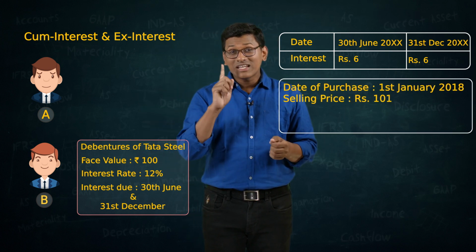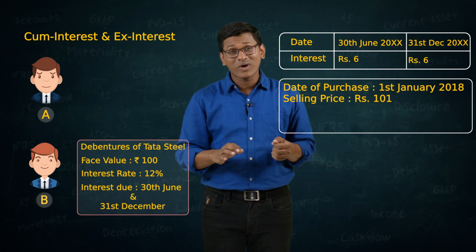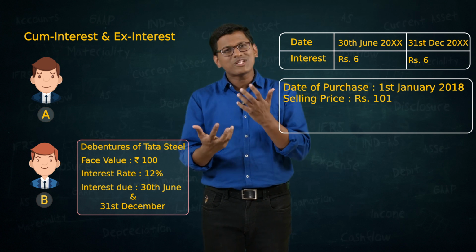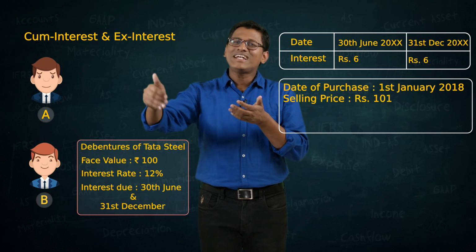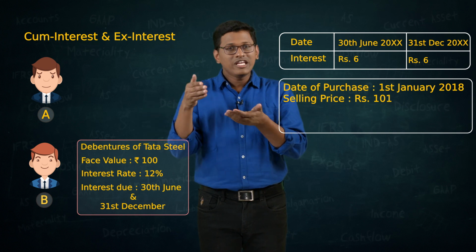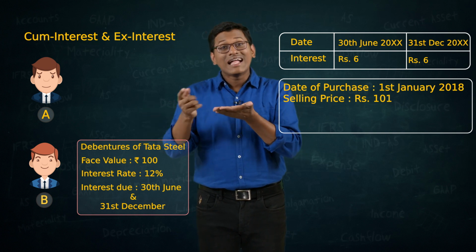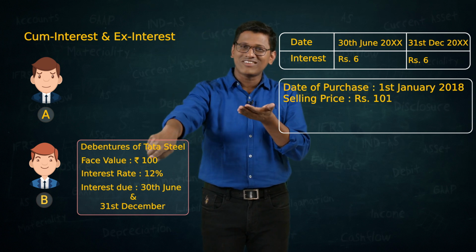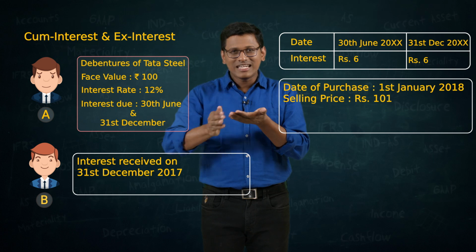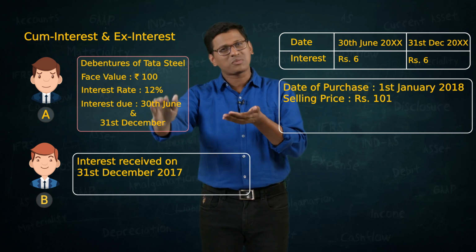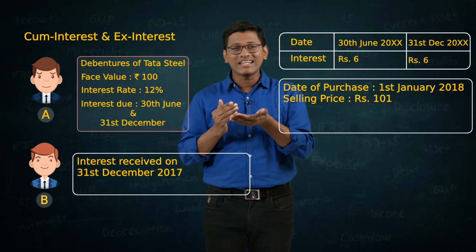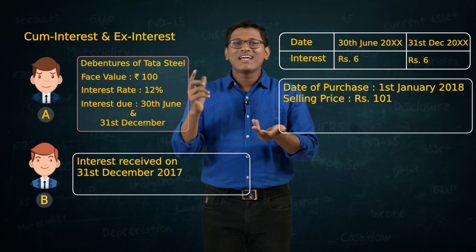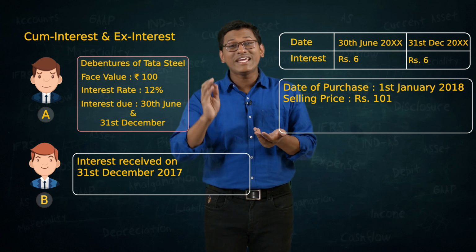Now, when that person quoted the debenture at 101, does that 101 include any interest portion or is it only principal portion? Listen carefully. When did that person receive the interest? If we are on 1st of January 2018, that person would have received interest on 31st of December 2017, because on 31st December there is an interest due date. So that interest of 6 rupees that person would have received. On 1st Jan 18, if you are asked to pay 101 rupees, in that there is no interest portion. That entire 101 is only principal portion.